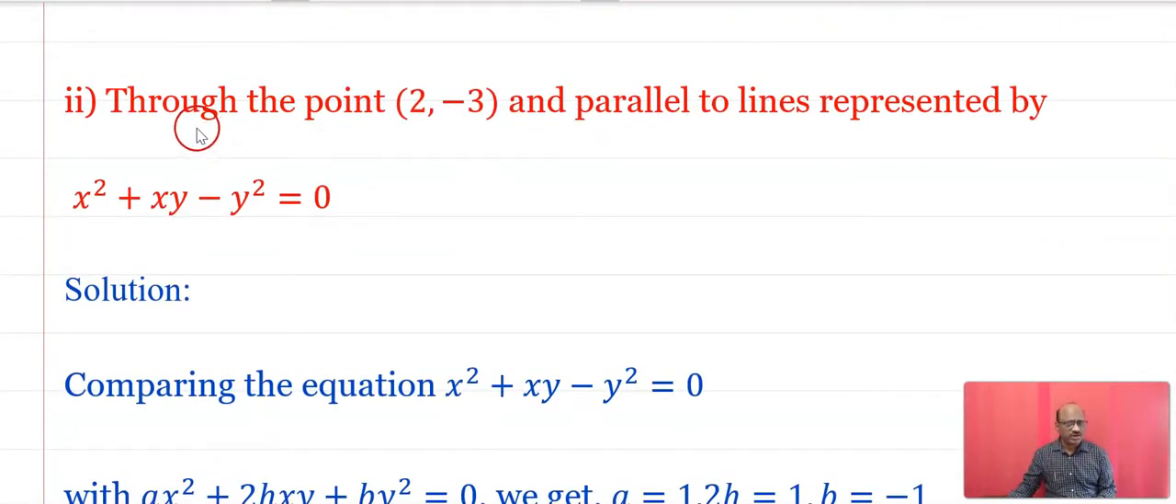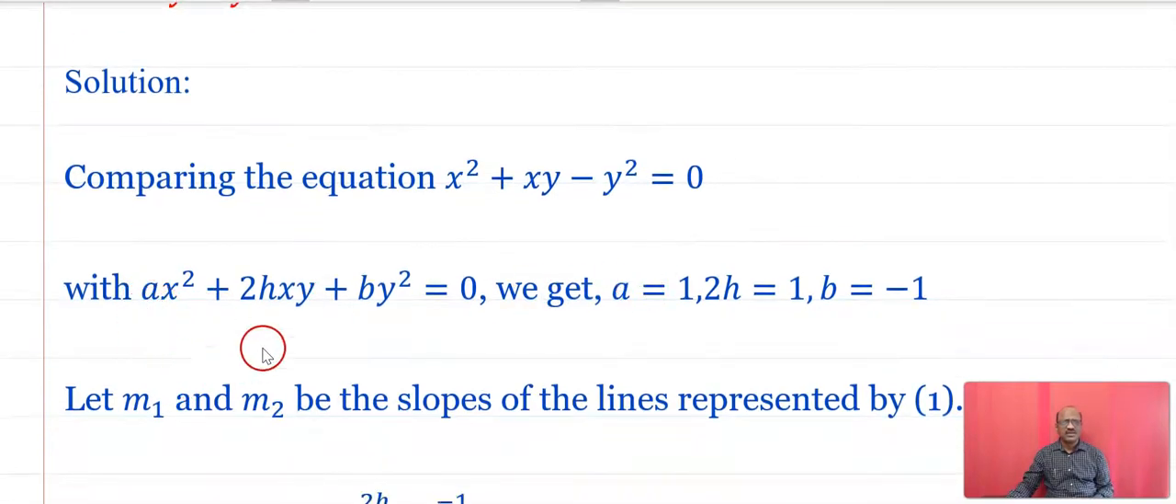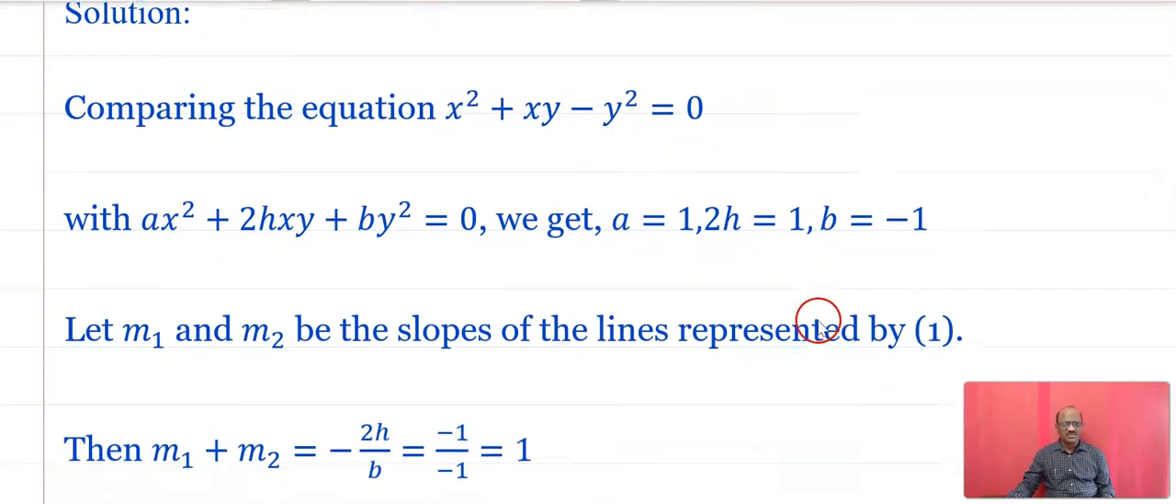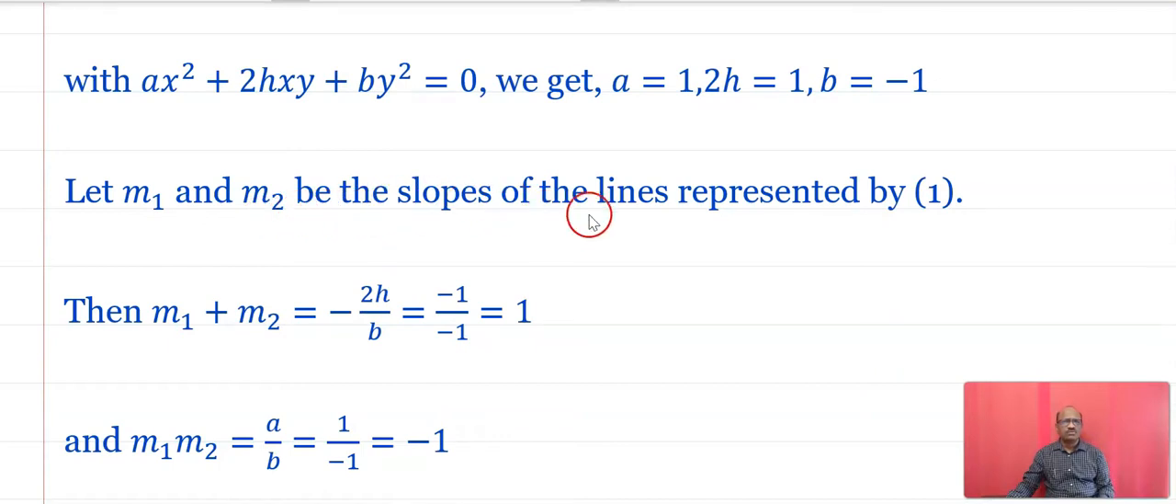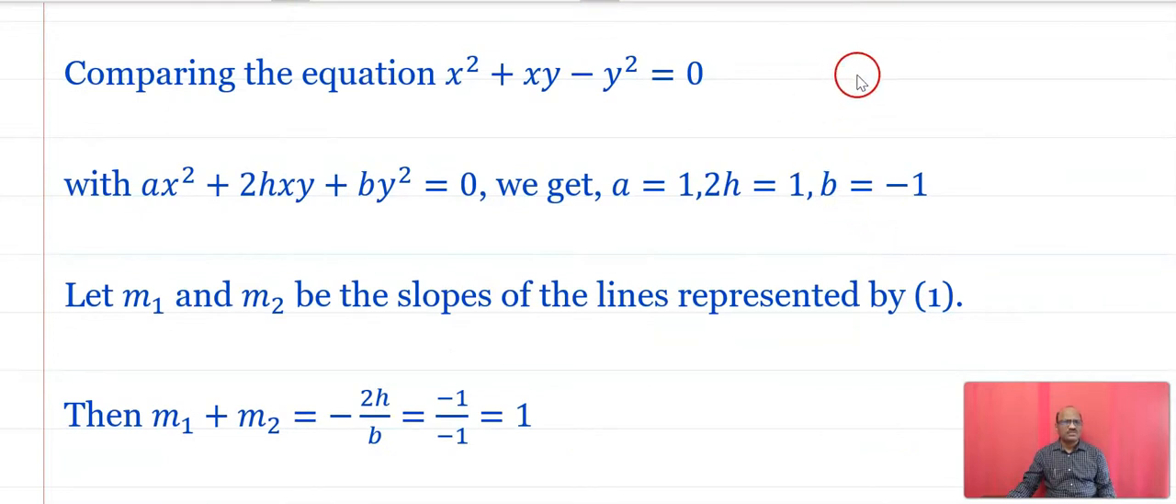Find the joint equation of the lines which pass through the point (2, -3) and are parallel to these lines. Again we will find the slopes of these two lines. Comparing the equation x² + xy - y² = 0 with ax² + 2hxy + by² = 0, here a is 1, 2h is 1, b is -1. Let m1 and m2 be the slopes of the lines represented by it.